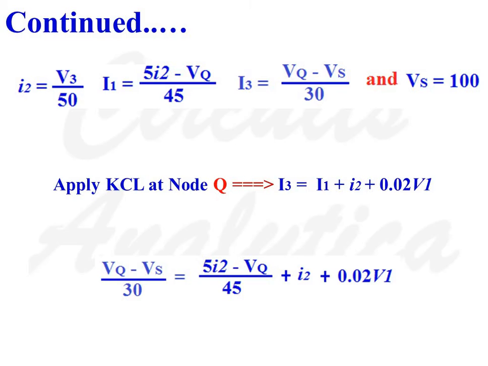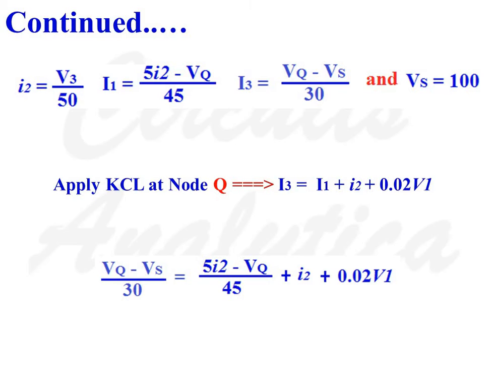Current flow through 30 ohms resistance is equal to voltage drop across 30 ohms resistance divided by 30. Voltage drop across 30 ohms resistance is equal to Vq minus Vs. Therefore, I3 is equal to Vq minus Vs, the whole divided by 30. And Vs is given as 100 volt.